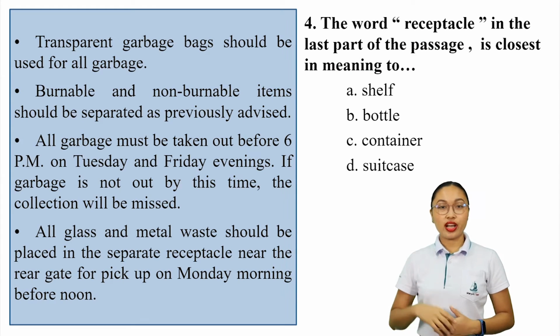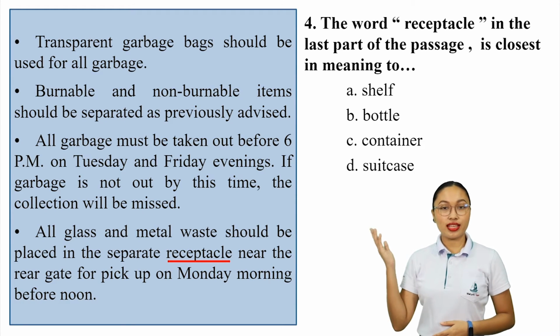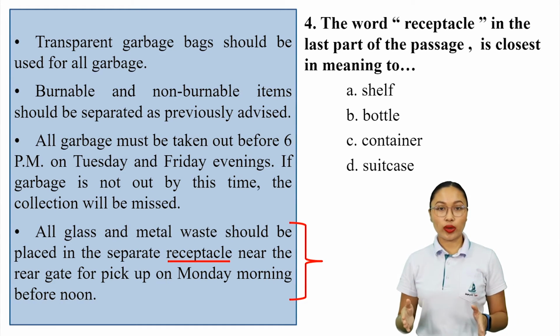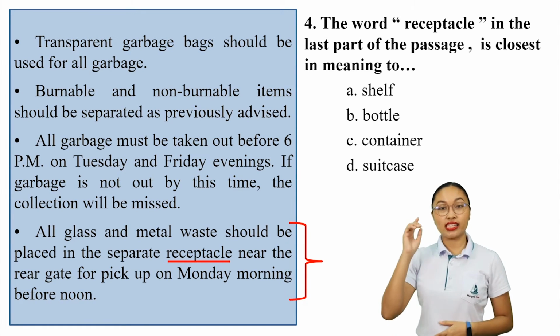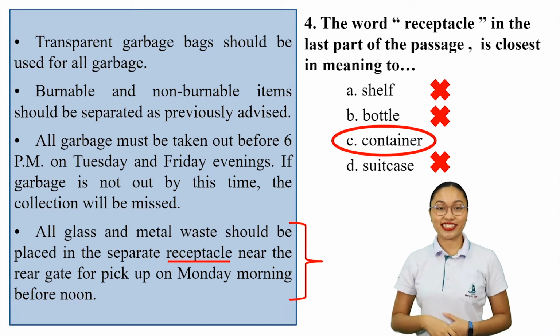Question number 4. The word receptacle in the last part of the passage is closest in meaning to. Receptacle is best described as an object or space used to contain something. Also, in this sentence, all the glass and metal waste should be placed in a separate receptacle. The phrase placed in means to put inside something. We can't place glass and metal waste inside a shelf or a bottle and not in a suitcase. The best answer is letter C, container.